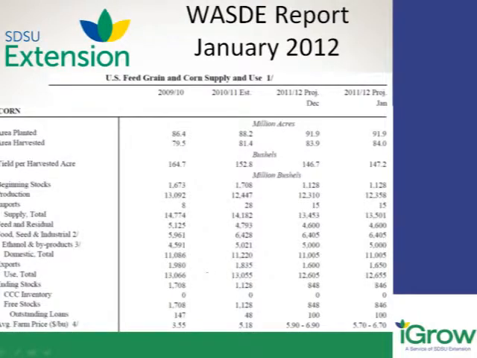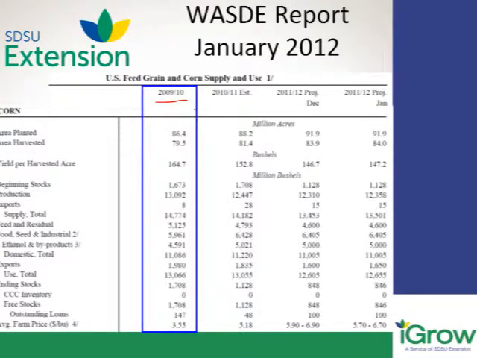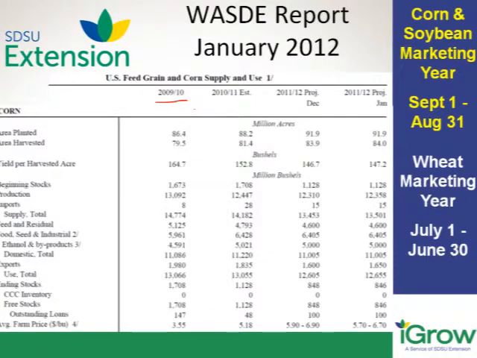Here's the corn balance sheet from the January 2012 WASDE report, and you can see what I mean by the 3 marketing years. The first marketing year, or the first column that you're seeing here, is the 2009-2010 marketing year. The 2009-2010 marketing year for corn actually starts on September 1st and runs through August 31st. That's the corn marketing year. Same for soybeans, and the wheat marketing year is June 1 through May 31st.